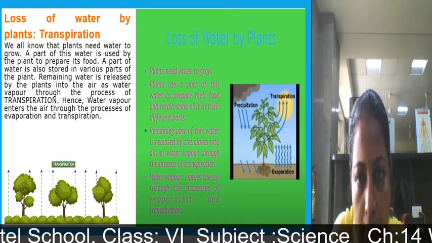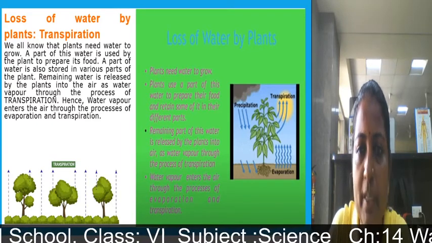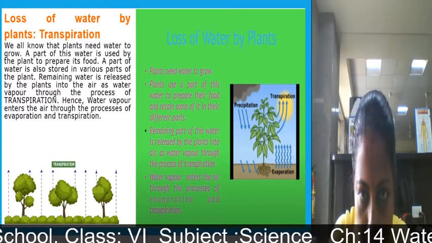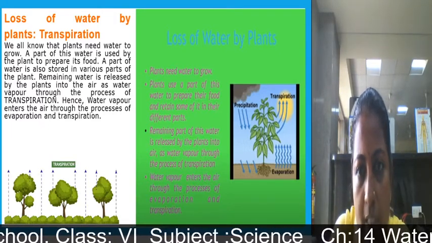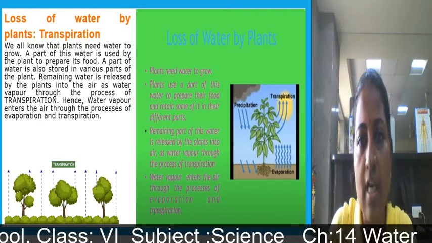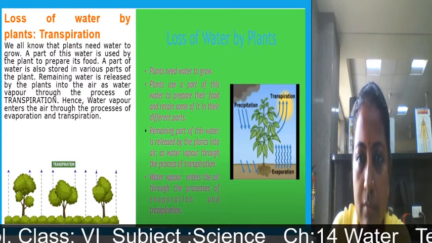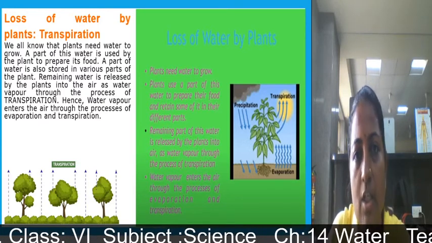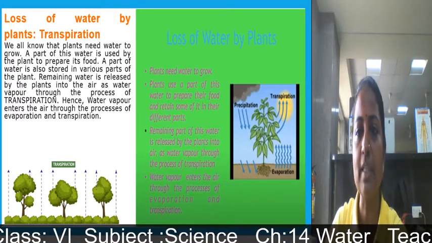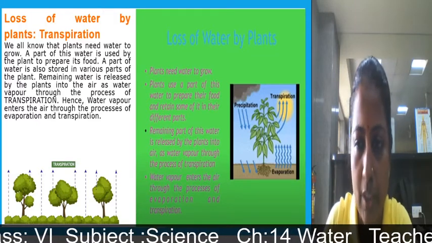You can see here plant means precipitation. We will see that term also. Precipitation means rainy. It's raining. That water is absorbed by the plants. Okay, and some of the water vapors are getting mixed into the atmosphere through the evaporation process, and plants are also releasing some of the water through the transpiration process. So by these two methods, water vapors are mixing into the atmosphere through evaporation as well as through transpiration.